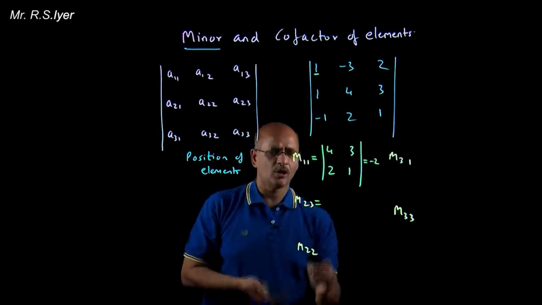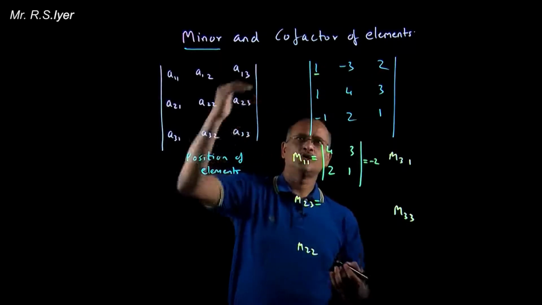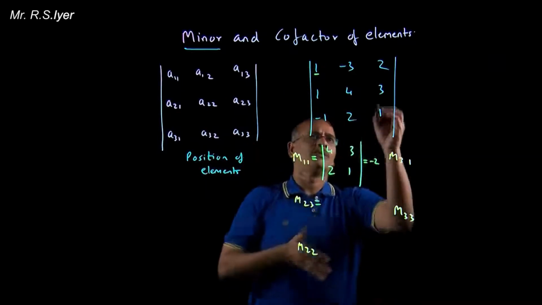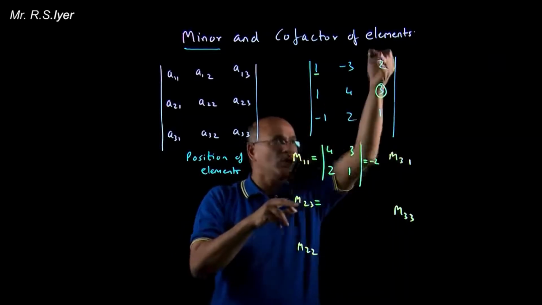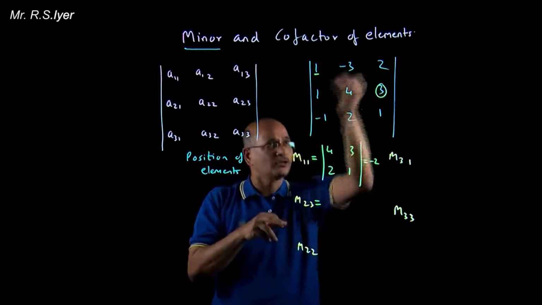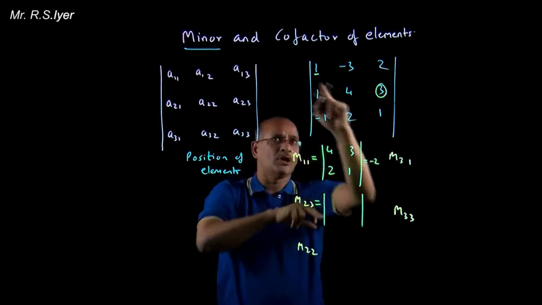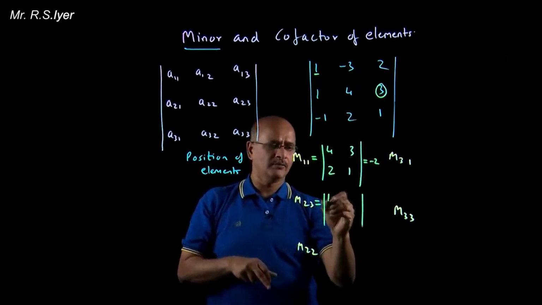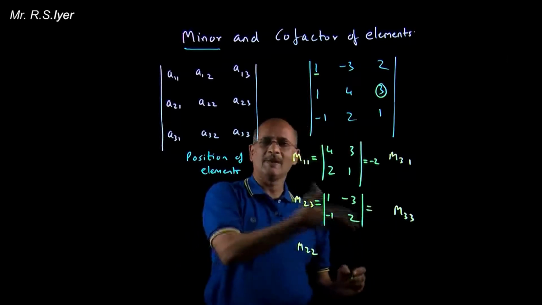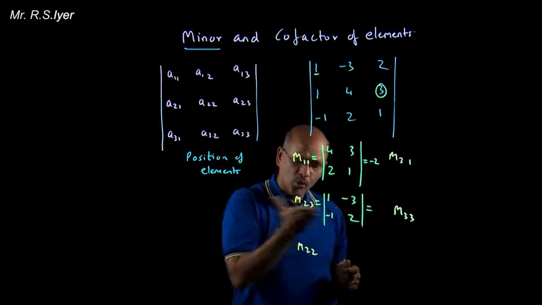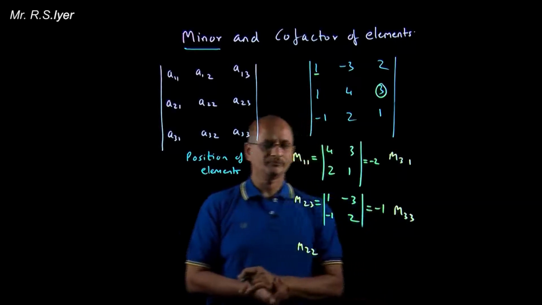Now let us see the minor of 23. Where is the position of the element? Second row, third column. This is the element I am talking about. So for its minor, leave this row and leave this column where it is present. What is left out? 1 minus 3, minus 1 2. Now you evaluate this, AD minus BC, you know it. So AD is 2, minus 3, because minus and minus is plus. So 2 minus 3 is minus 1.